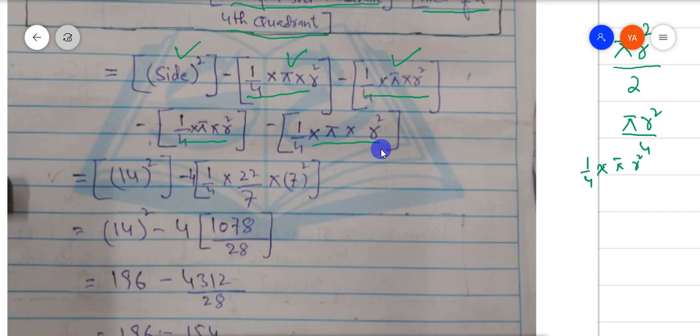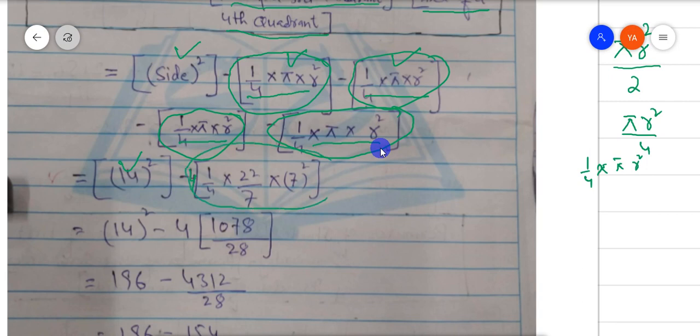तो साइड की वैल्यू भी थी हमारे पास 14, तो साइड की जगह पर मैंने 14 पुट किया. एंड यहाँ पे देखें हमारे पास 4 है, 1 2 3 4, 4 क्वाड्रेंट थे. तो इसको सेपरेटली सॉल्व करने से बेहतर है हम इसको 4 के साथ मल्टीप्लाई करेंगे किसी एक पार्ट के साथ, या फिर चारों को हम ऐड करेंगे तो ये हो जाएगा 14 स्क्वायर माइनस 4 इंटू 1/4 इंटू 22 डिवाइड बाई 7 इंटू 7 स्क्वायर.